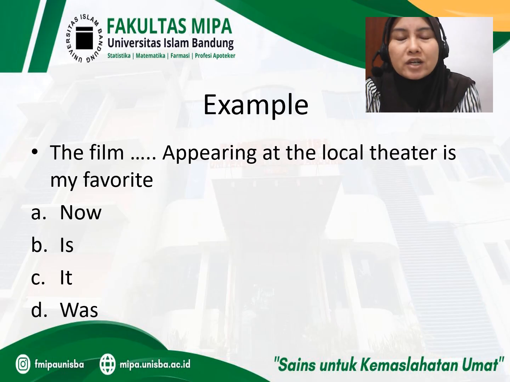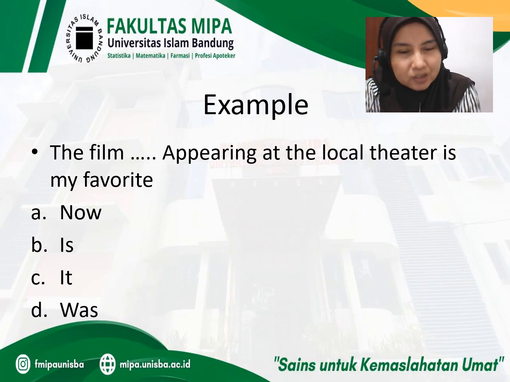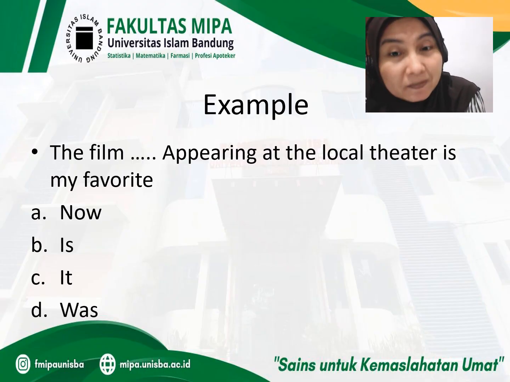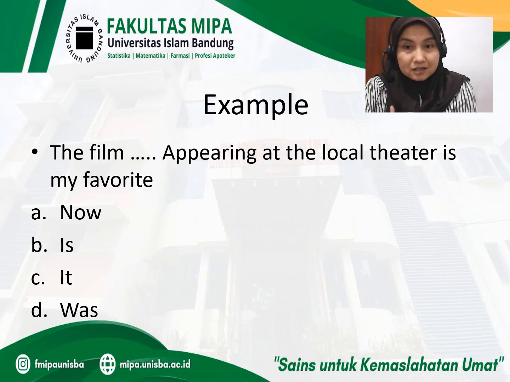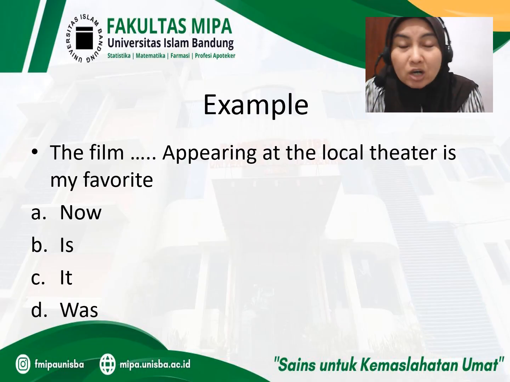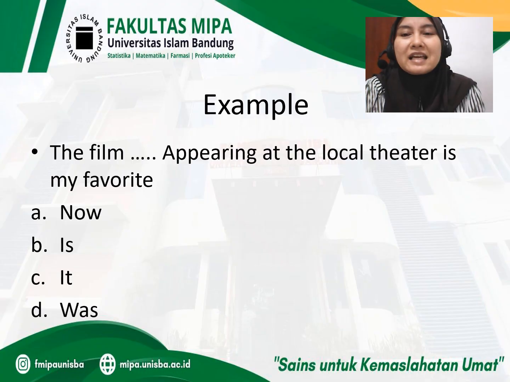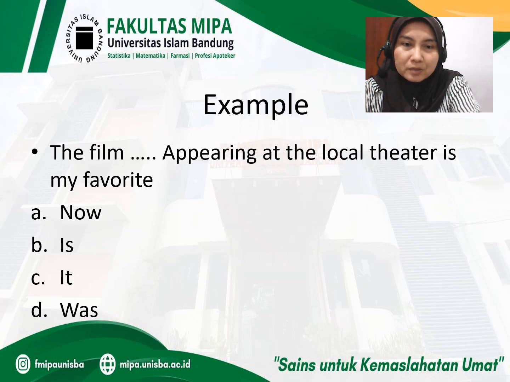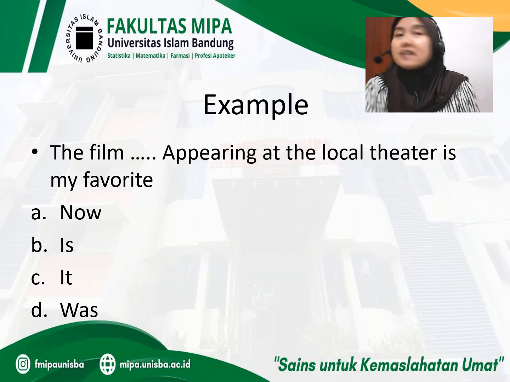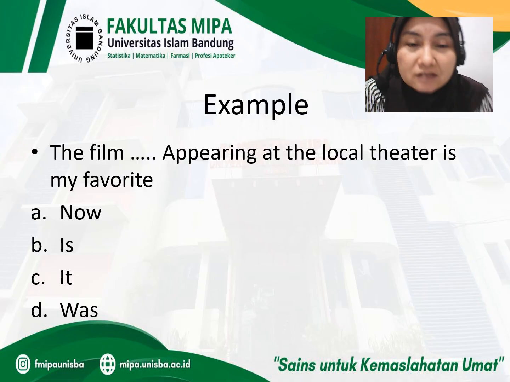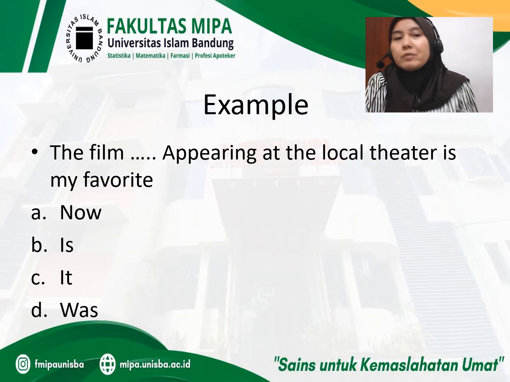Okay, so we need to find also a verb in this question. Where is the verb? Is it "appearing"? Is it "is"? Okay, the correct answer, the verb of this sentence is "is." That's the main verb of this sentence. So appearing, the present participle in this sentence, is not a verb. This is an adjective which gives extra information about the film that we talk about.